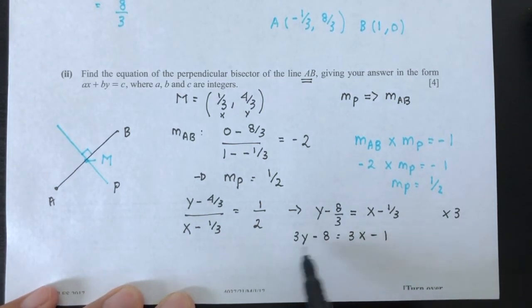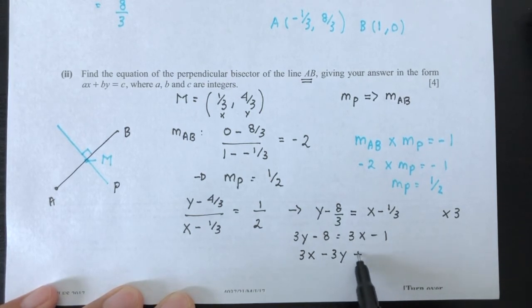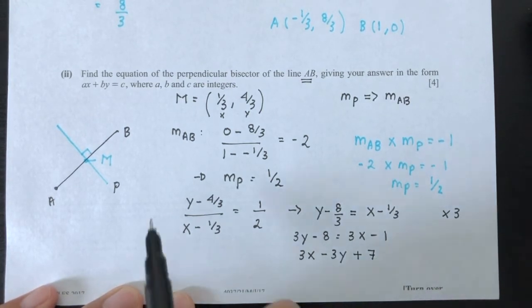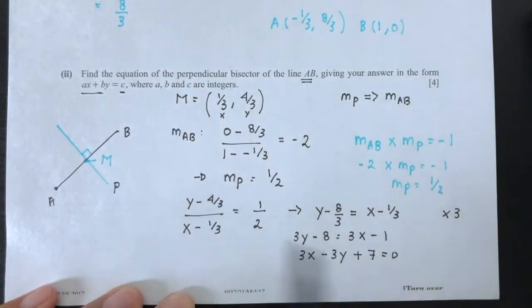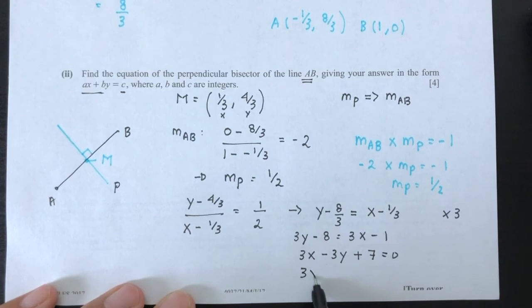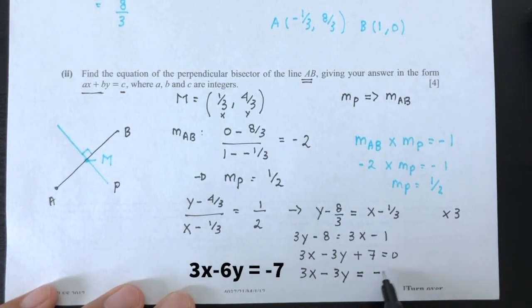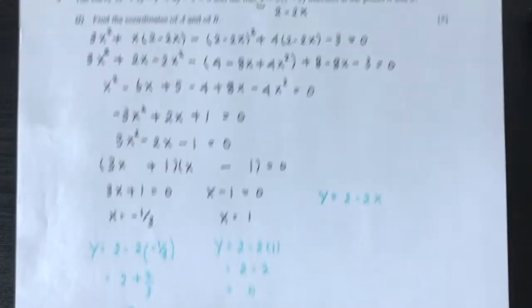Now we have to send everything to one side. You will have 3x minus 3y, and that will be plus 7, or so equal to 0, but we have to do this and this. So it has to be 3x minus 3y equal to minus 7. So that will be your answer for question number 9.